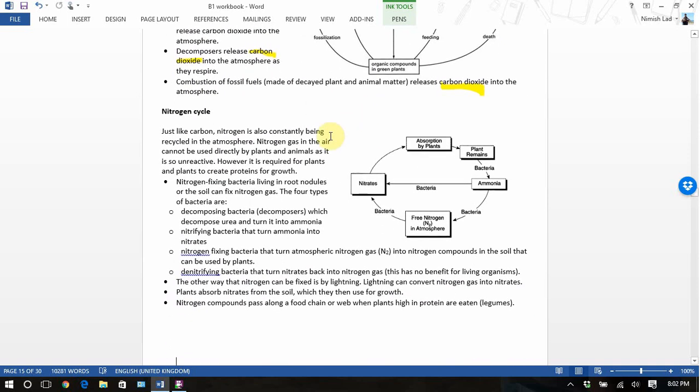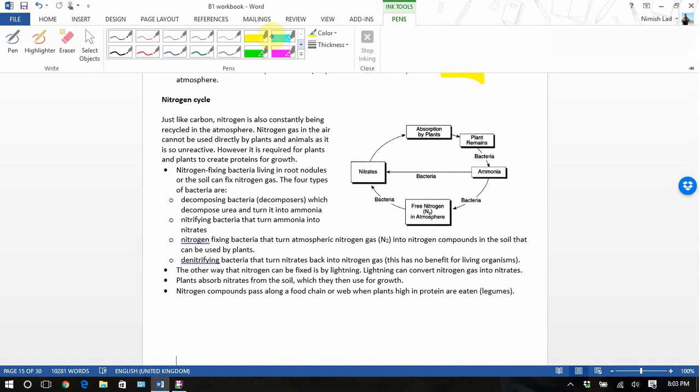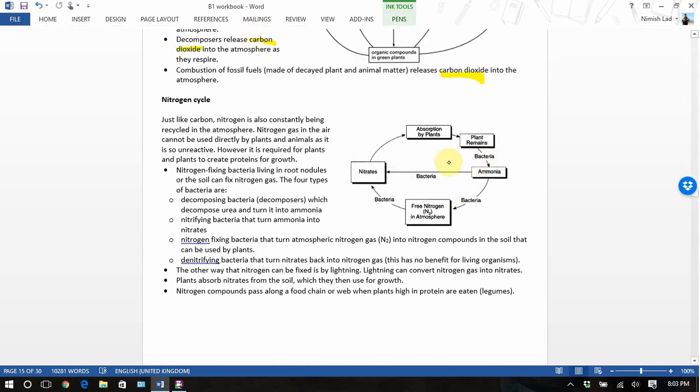A similar process with nitrogen. You need to know the stores, the boxes, and the processes, the lines. Okay, so just like carbon, nitrogen is constantly being recycled. Nitrogen gas in the air cannot be directly taken in by plants and animals because it is so unreactive. It requires the plants and animals to create proteins for growth.